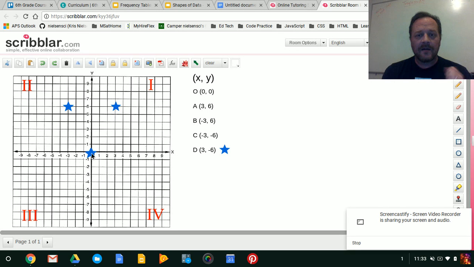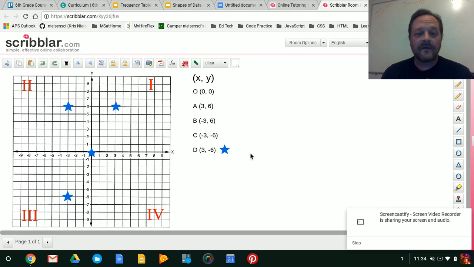I'm going to go left 3, because that's the negative direction. And then the next set of directions tells me to go up or down. It's a -6. So I'm going to go down this time. Okay. So this star lands there. Quadrant 3. So this time I can see that if I have both negatives, if I have a negative X and a negative Y, my point is going to land somewhere in quadrant 3.